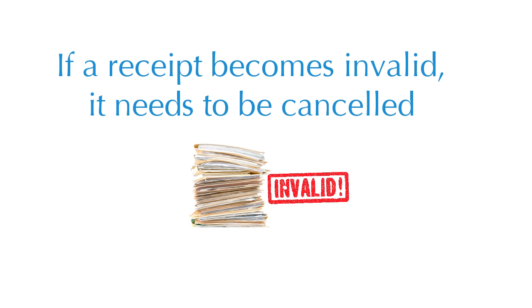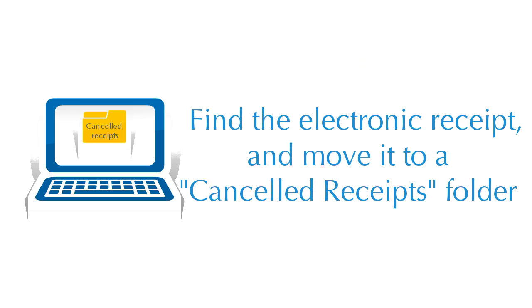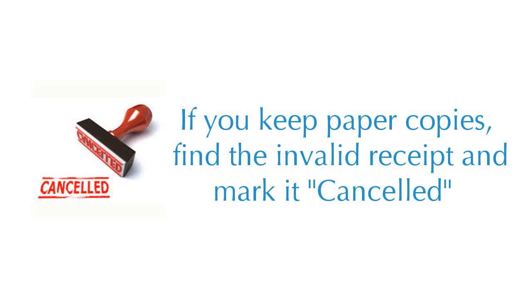The first thing you should do is find the electronic receipt document wherever it was saved on your server. Once you've found the invalid receipt document, move it into a folder called Canceled Receipts. If you preserve paper copies of receipts, you should also find the paper copy of the invalid receipt, mark the paper copy as canceled, then store the copy of the invalid receipt in a separate paper folder.